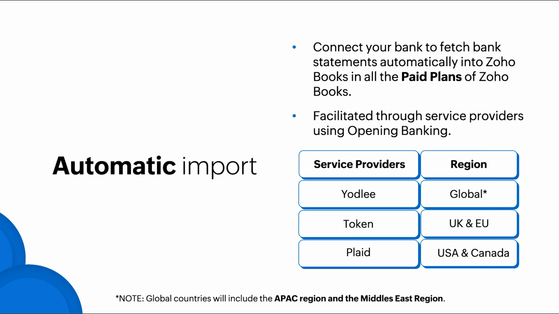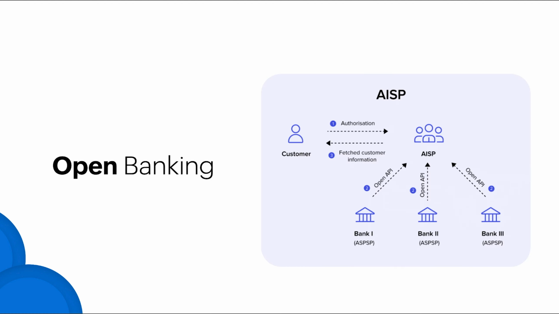These third-party service providers help Zoho Books in connecting thousands of major banks and credit cards for automatic feeds in their own specified regions. They are able to help us with automatic feeds because of open banking provided by the banks, meaning open API from banks that the service providers use to fetch bank statements from. Open banking is a practice that allows financial institutions to share customer data with third-party service providers via application programming interfaces once the customer provides consent.